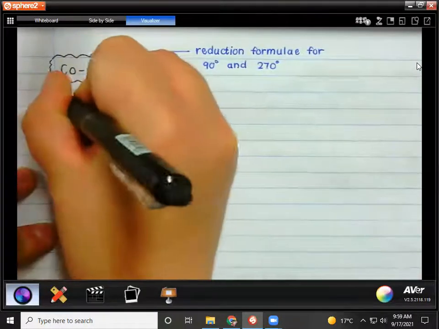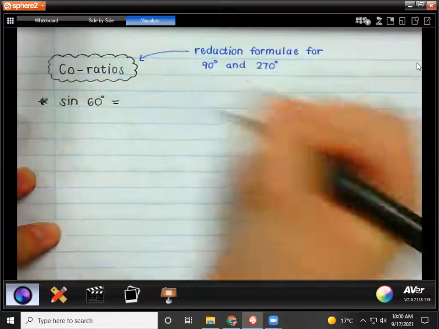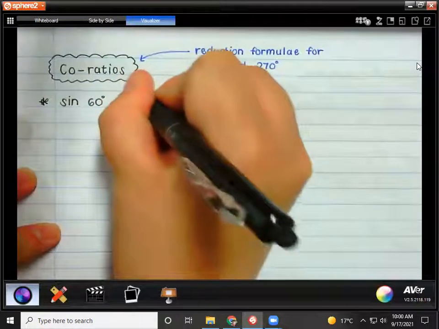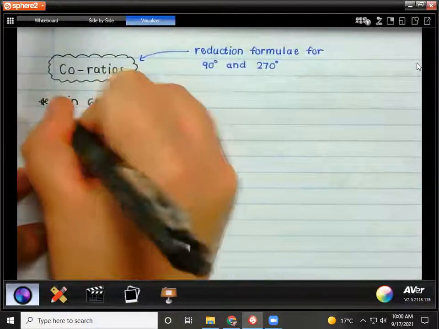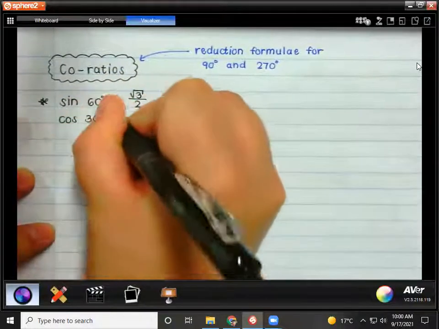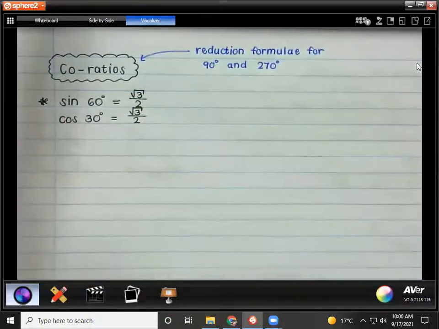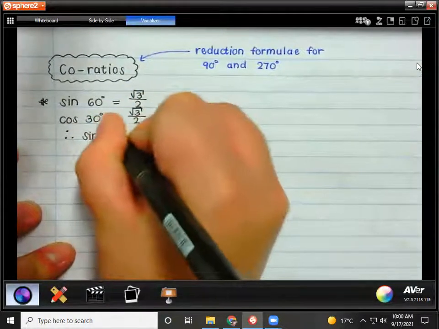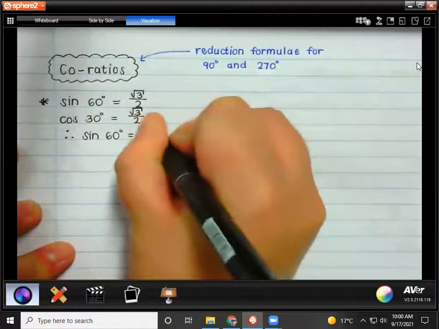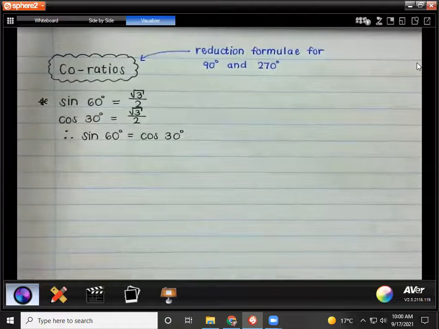We already looked at sine 60, and we saw that that was root 3 over 2. That's just from the example that we marked earlier. And then we saw that cos 30 was actually also root 3 over 2. Do we remember that? I pointed that out in the previous example. So what we need to notice here is that sine 60 is equal to cos 30. We've worked with that before.